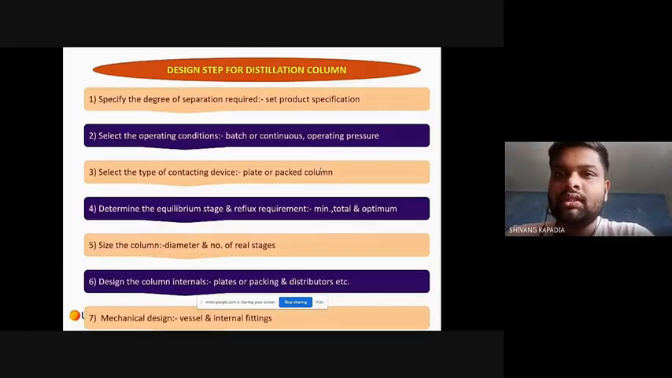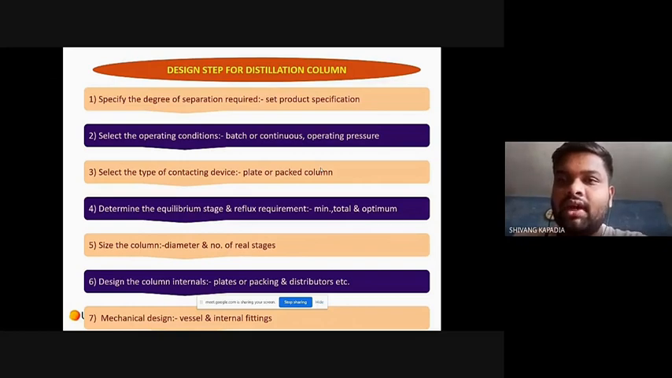Next, how can we design the distillation column? There are certain steps to design the distillation column. First of all, we have to separate the components, so we determine the degree of separation. After that, we have to identify whether a tray column or packed column is required. And the last step is that we have to design the internals of the distillation column.